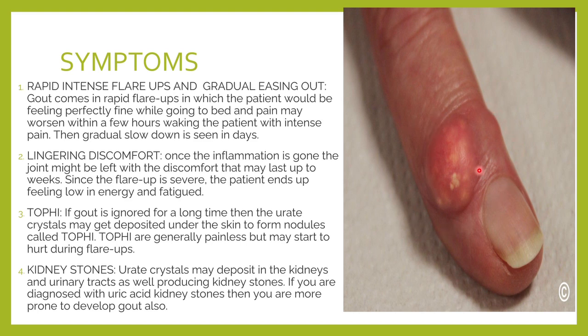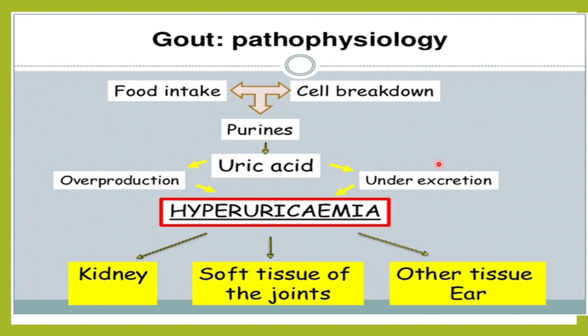Patient sometimes develops tophi. If gout is ignored for a long time, then these uric acid crystals might get deposited under the skin also, and they form nodules, because it is not only the joints; they also start damaging the ligaments, the joint, the skin, etc., and then they form these bumps. These are called tophi. And also I have told you, this increased uric acid can also deposit in the kidney, and the patient might even complain of kidney stones.